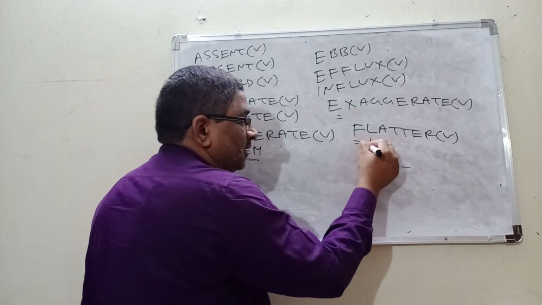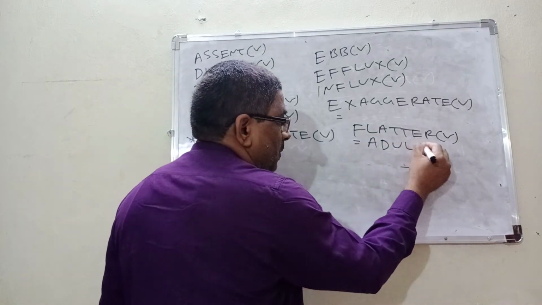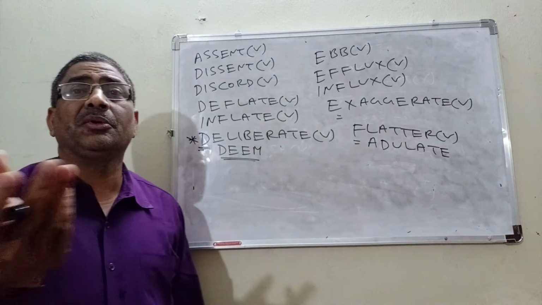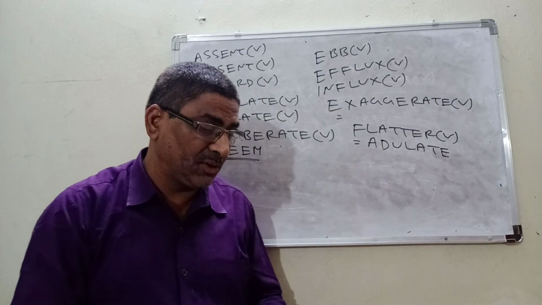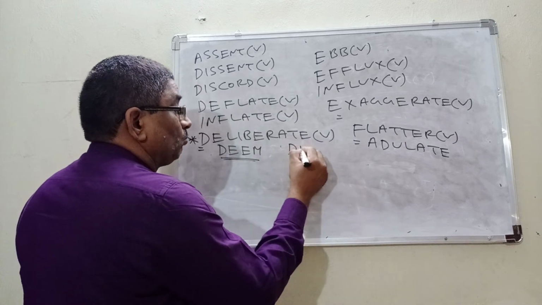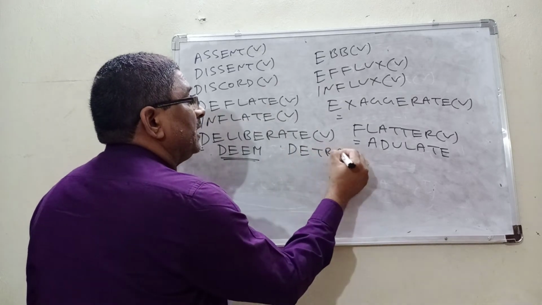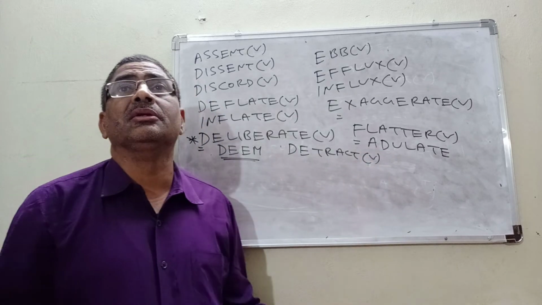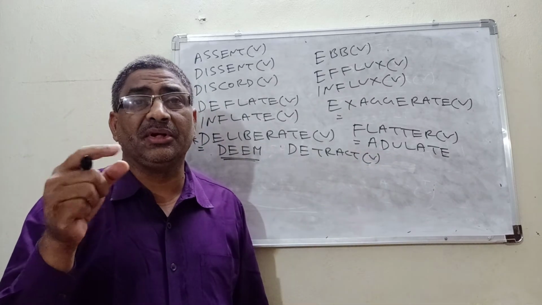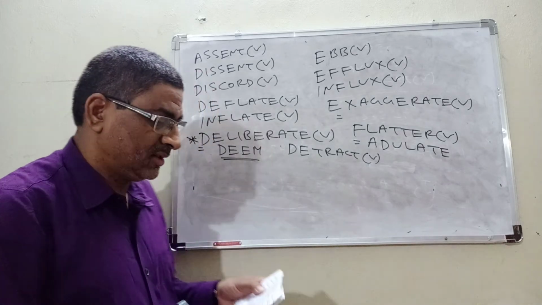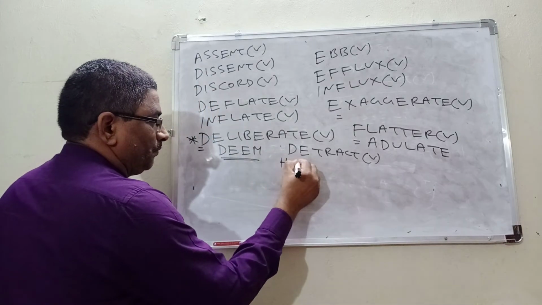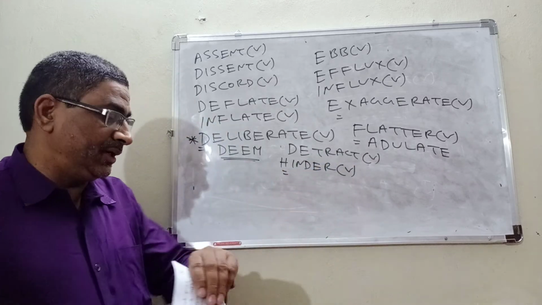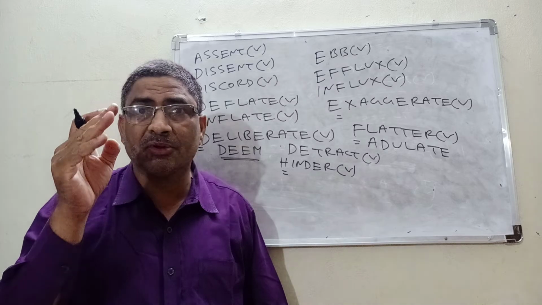It has got a synonym called A-D-U-L-A-T-E, adulate. I cannot tolerate your adulatory remarks. We use a word D-E-T-R-A-C-T, detract. Detract meaning shame or insult. I cannot tolerate your detractive remarks. H-I-N-D-E-R, hinder. Hinder meaning is to stop by force.